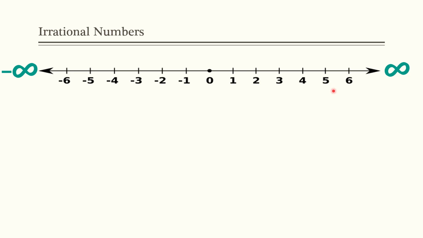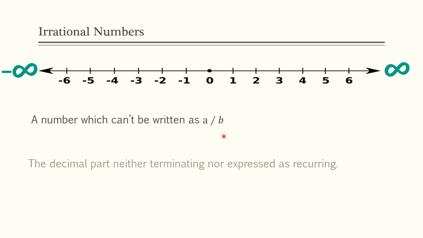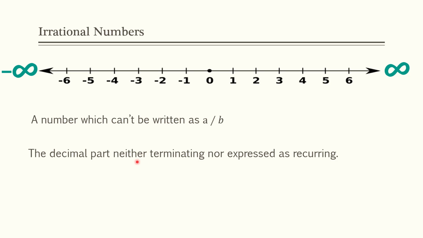If needed. So what is an irrational number? Compared to the rational number, the irrational number cannot be written as a over b, so you cannot express it as a over b. Also, the decimal part of the irrational number is not terminating, and you cannot express it as recurring either. So it never terminates, and it never recurs as well. That means it does not have any kind of pattern.